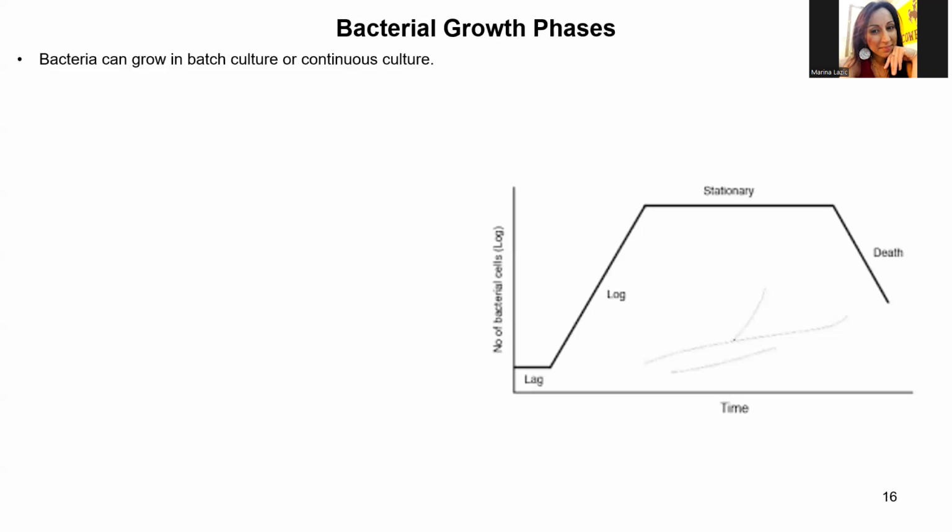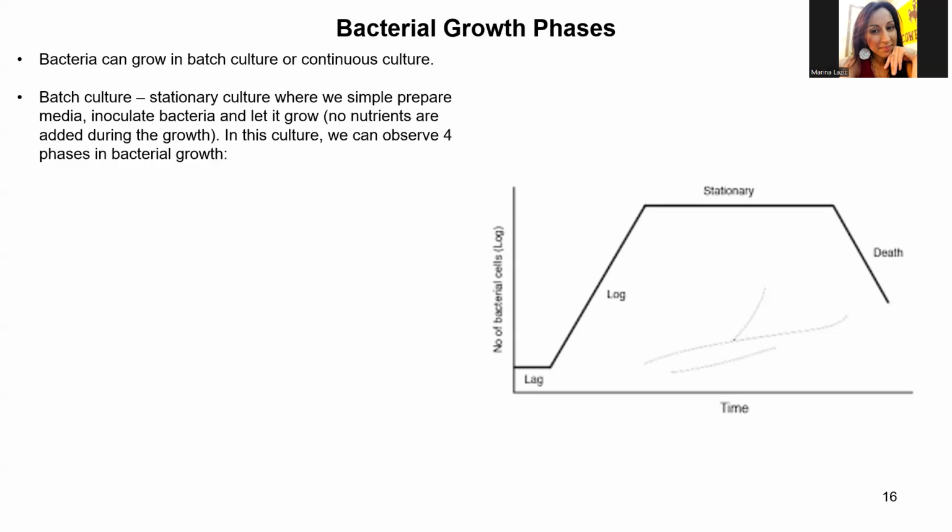So this growth curve is in batch culture. When we talk about continuous culture, which is in bioreactors, they have slightly different growth curves, and we will cover that later. What batch culture means is: we simply prepare media, we inoculate bacteria, we give them food like a carbon source. In case of E. coli, it's glucose. In case of methanotrophs, it's methane. In case of ammonia oxidizers, it's carbon dioxide. You don't add anything else during the growth. You just culture them and you let them be. And then you observe the four phases of bacterial growth.